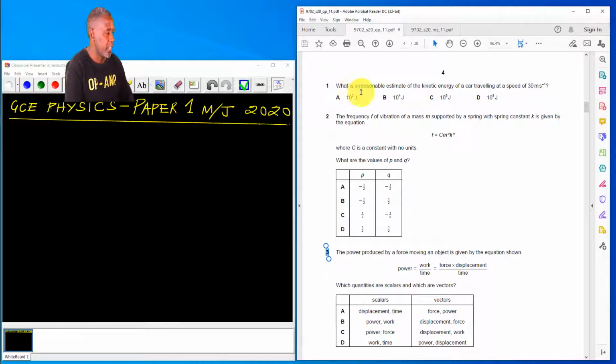In this first question, we are asked to give a reasonable estimate of the kinetic energy of a car traveling at a speed of 30 meters per second. Throughout the syllabus, the examiners usually expect us to be able to put some meaning on the magnitude of certain physical quantities which we calculate. Because physics is about life and we are supposed to interpret life using the physical constants in it.